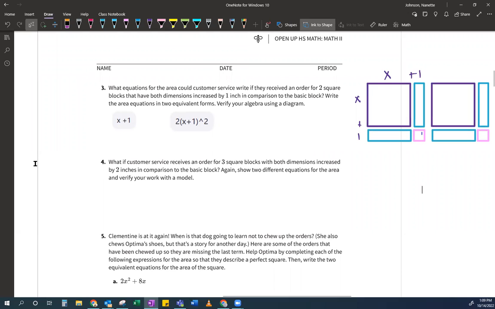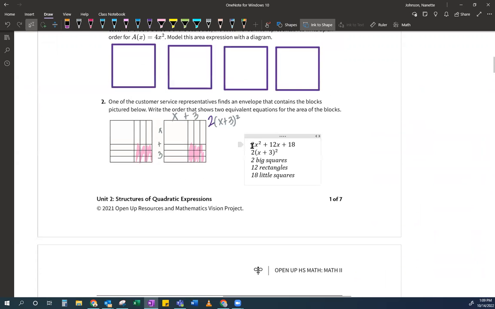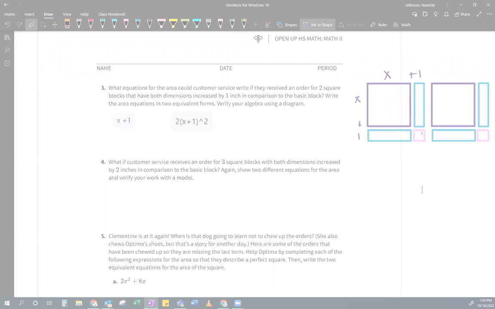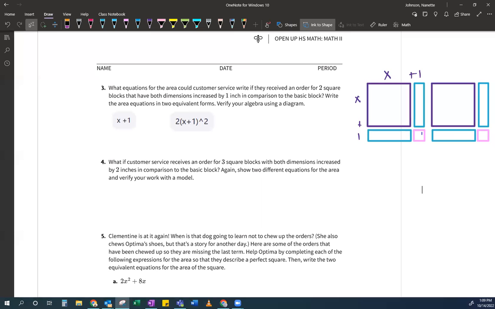Uh-oh, I don't have everybody participating. I have 1, 2, 3, 4, 5, 6-ish people not participating. Let's go. Come on. So what would the other side look like? What would this side look like? See how this one is 2x squared plus 12x plus 18? Oh, someone said 2x squared plus 4x plus 2. Let me see if that makes sense to me. Right? Does that make sense to me? 2x squared. Here's what this person wrote.